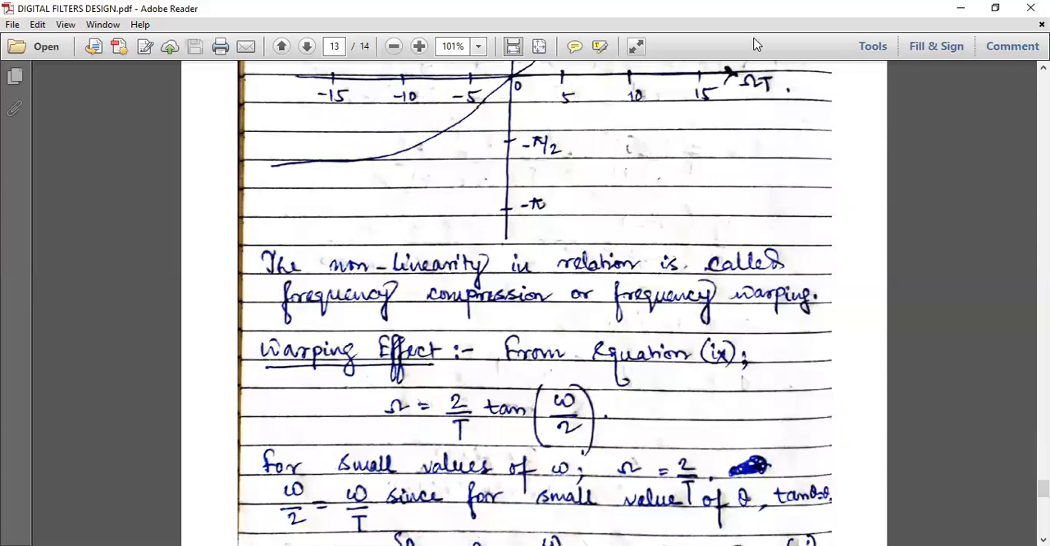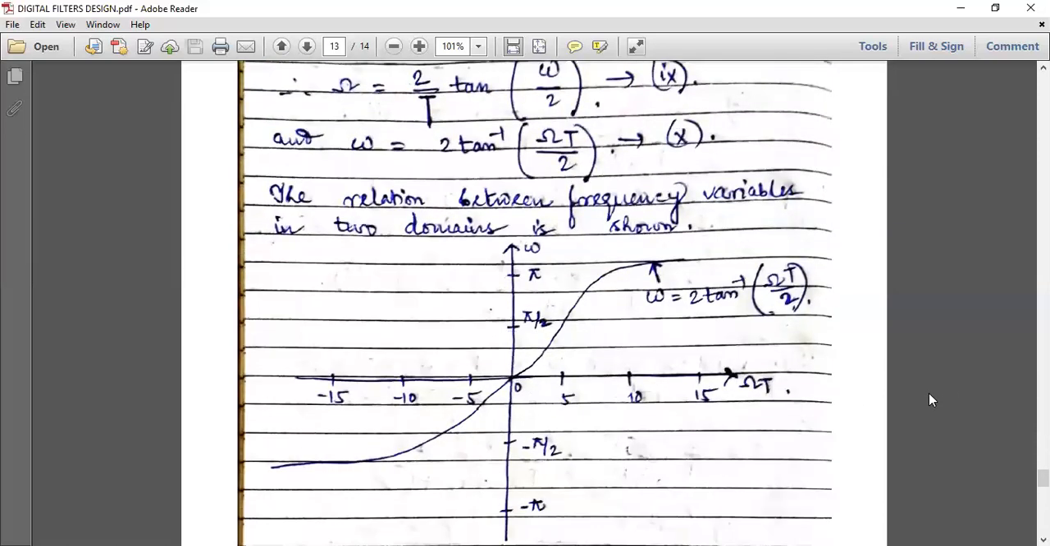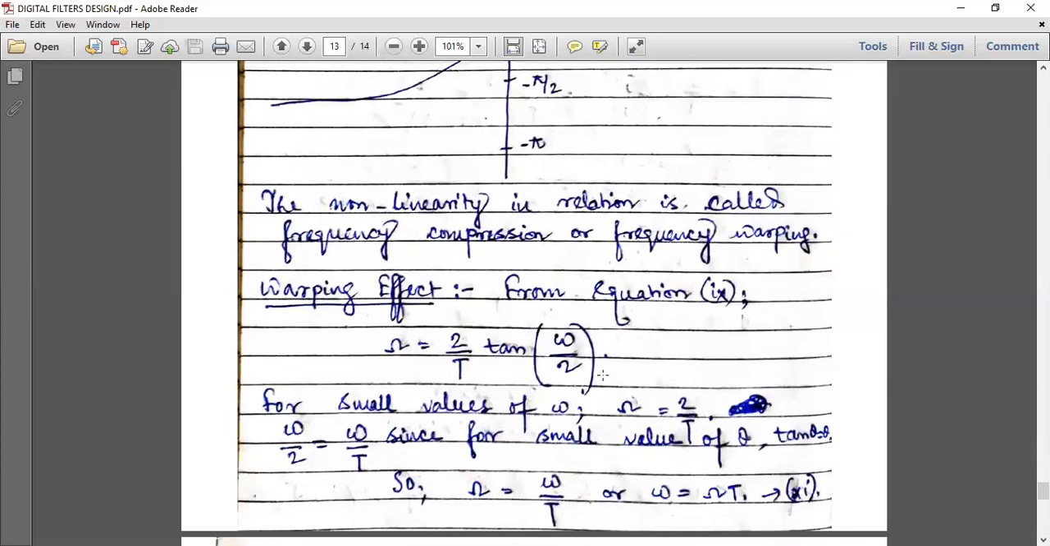See what it is written. Warping effect, next heading. It is written from equation 9. What was equation 9? See, this is equation 9: ohm equal to 2 by T tan omega by 2. So from equation 9, we get ohm equal to 2 by T tan omega by 2.